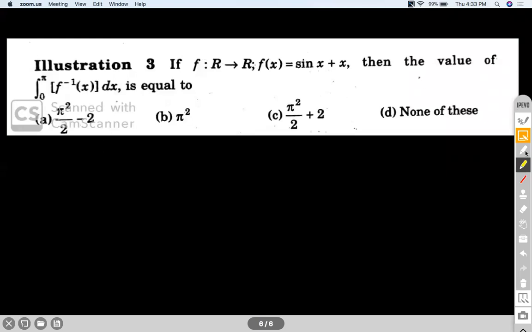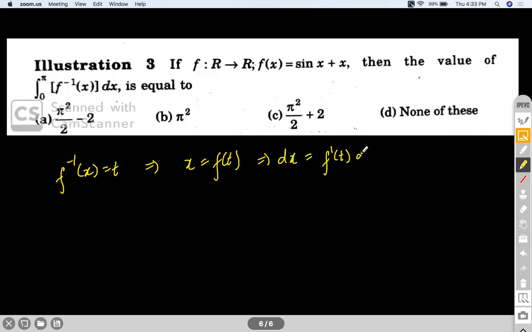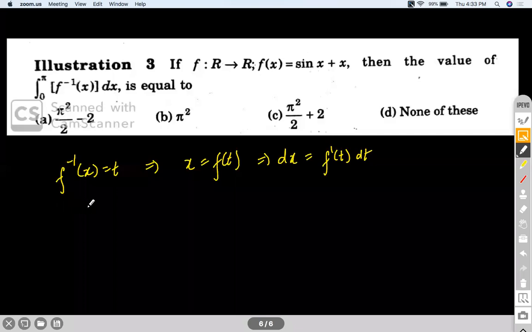Let's solve this. Now, many of us would be trying to find the inverse of this function to solve this question, but that is not required. What you can do is substitute f inverse x itself as t. That means x is f of t, which means dx is f dash t dt. Let us put this in our given expression. So t f dash t dt.